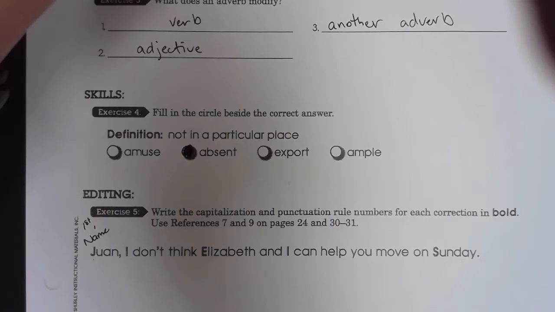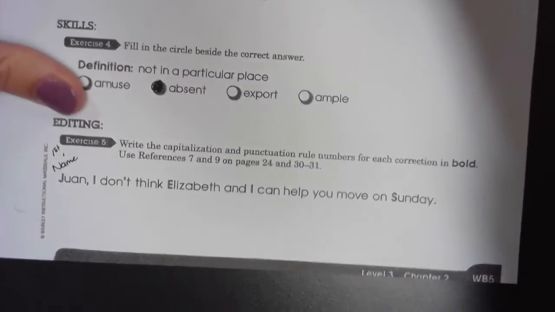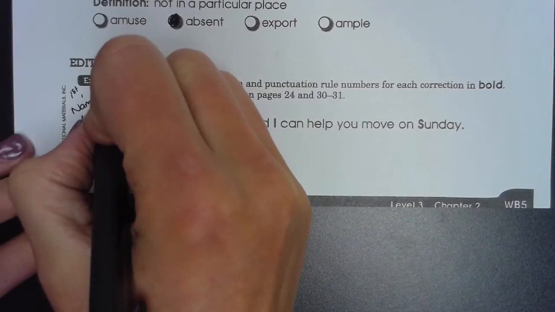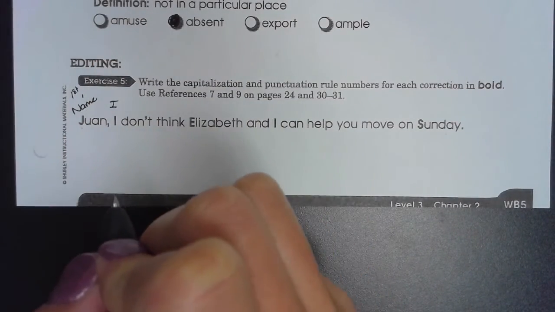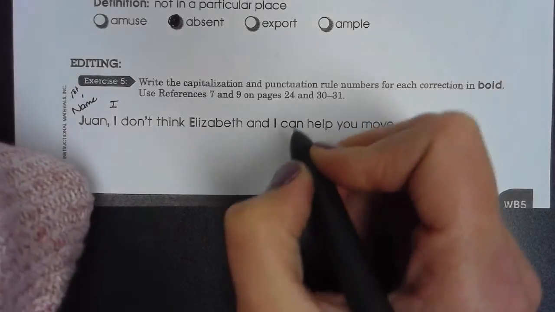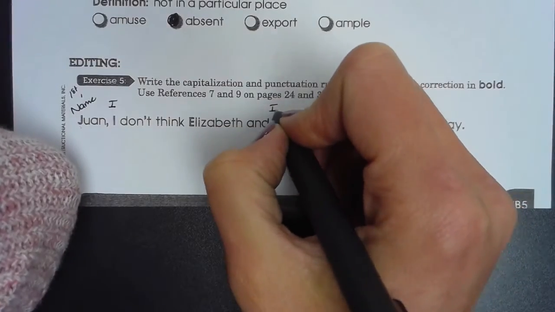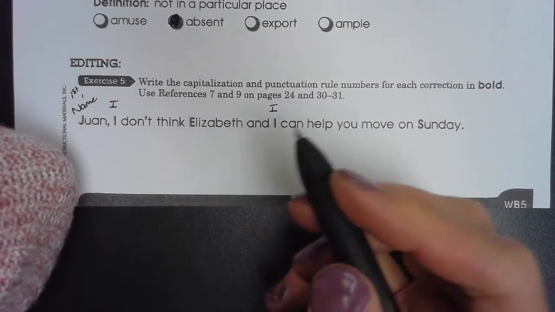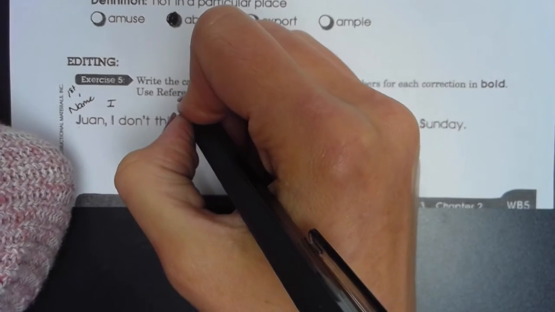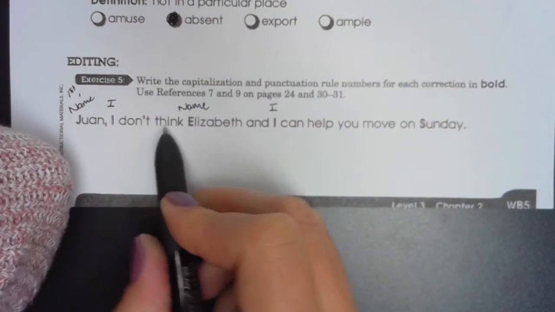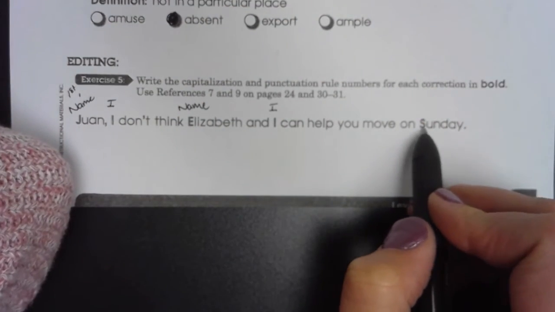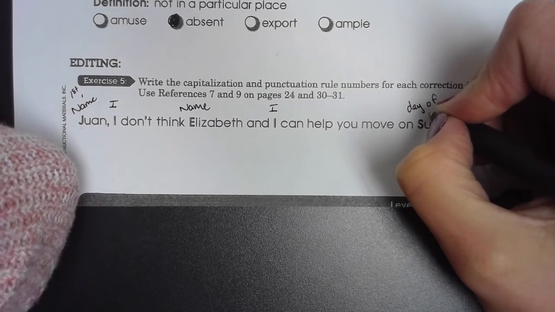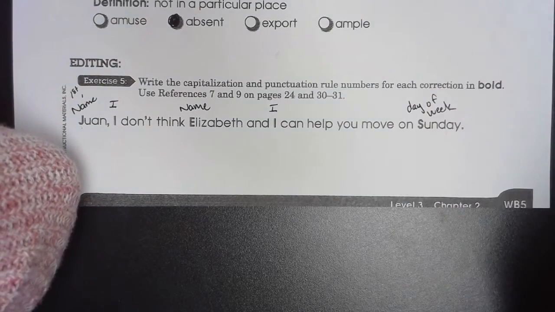Let's look at our next one. I. One, I don't think Elizabeth and I can help you move on Sunday. Above I, just put a capital letter I, right? I is always capitalized. That'll be the same thing with right here. What about Elizabeth? I don't think Elizabeth, well, that's a name, right? So once again, name. Then can help you move on Sunday, day of the week. Days of the week are always capitalized.